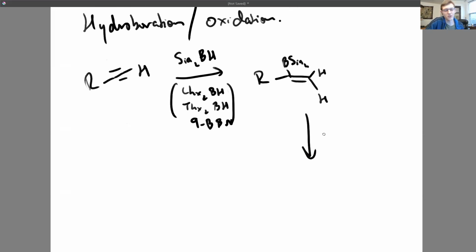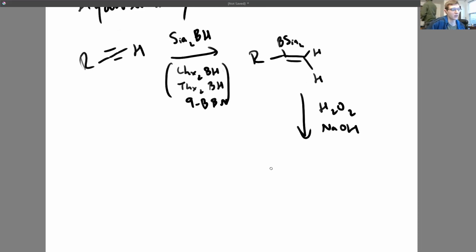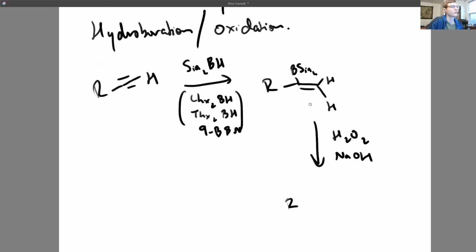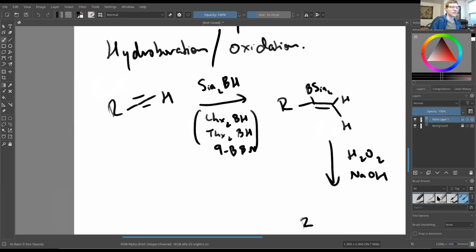From there, there's a whole bunch of extra steps, but we just do the second part of the reaction where we add, in this case, hydrogen peroxide. We add a base, right? This is what does the oxidation. Okay, cool. And so we get an alcohol. Oh, I totally added it on the wrong side, didn't I? Yeah, I did. Sorry about that.